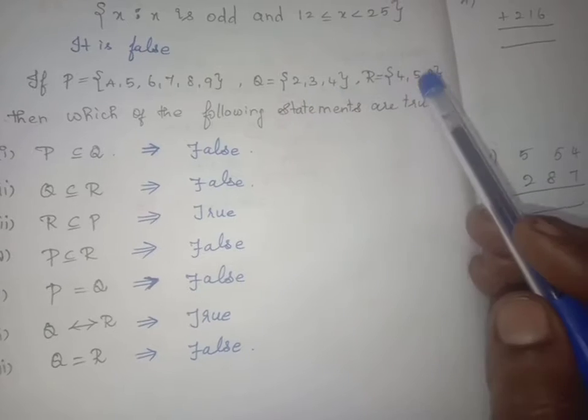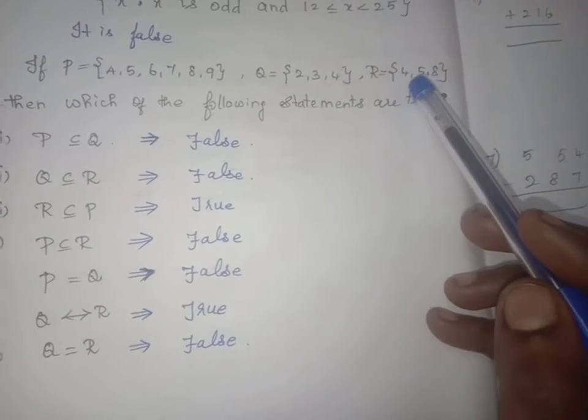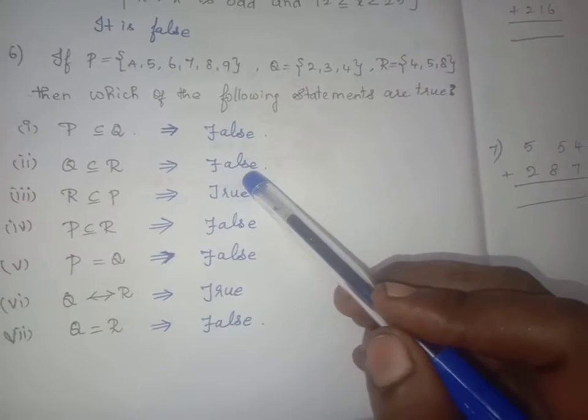The next one, Q is a subset or equal to R. So Q and R, you will see Q has 2, 3, 4, but 2 and 3 are not there in R. So it's also a false statement.